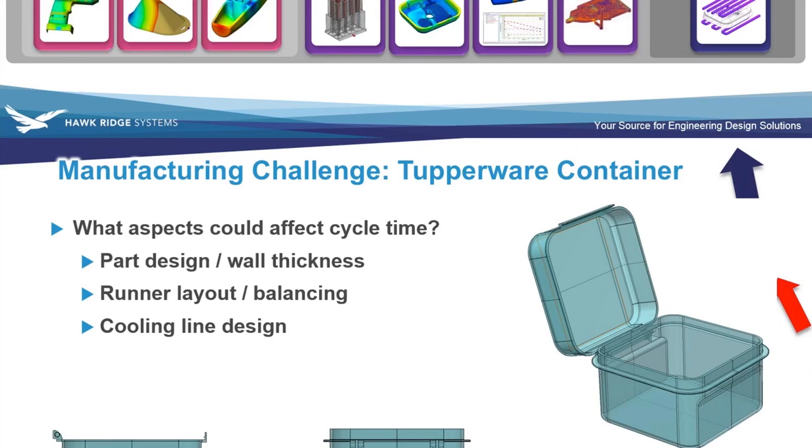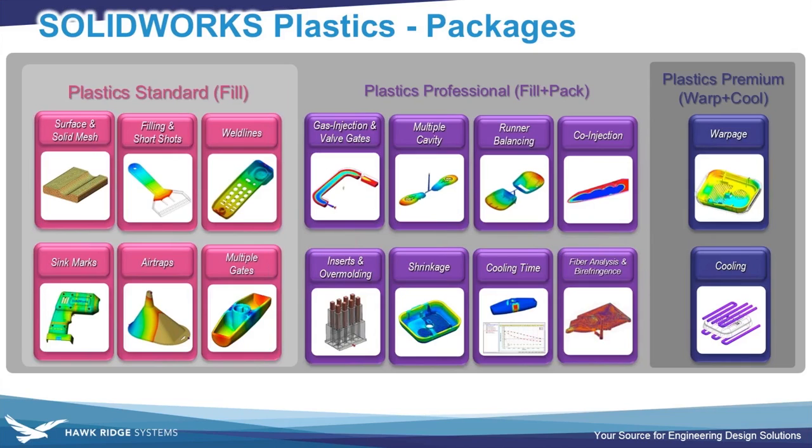So let's look at the breakdown. SOLIDWORKS Plastics has 3 packages which have different capabilities. Basically, each of these is geared towards a different party in the injection molding process. Plastics Standard is largely geared towards the part designers who maybe are just concerned about those first questions. Again, is the part design itself optimized to fill quickly without any, let's say, weld line or sink mark issues? And of course, is it optimized for a quick filling and cooling time?